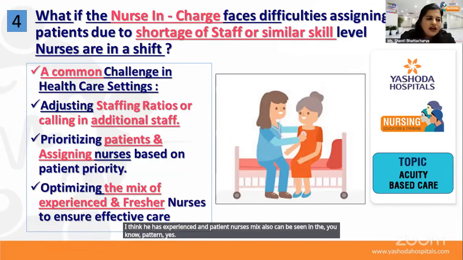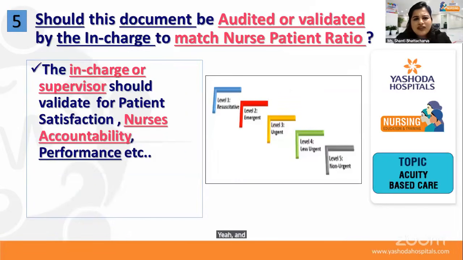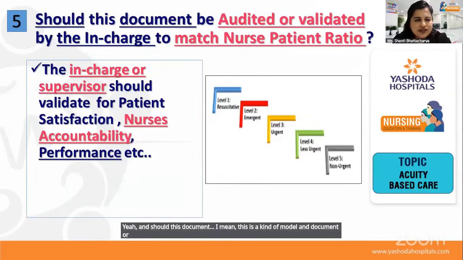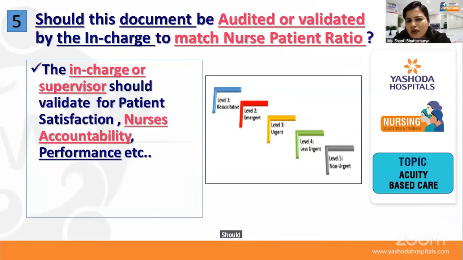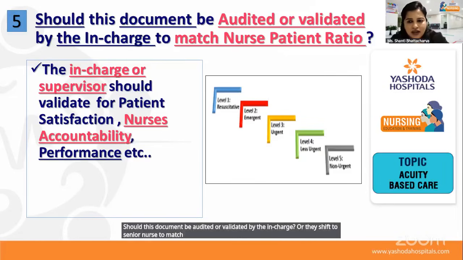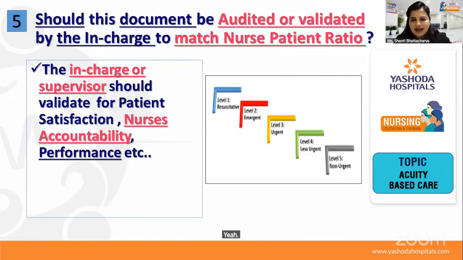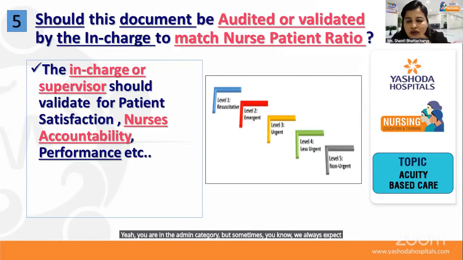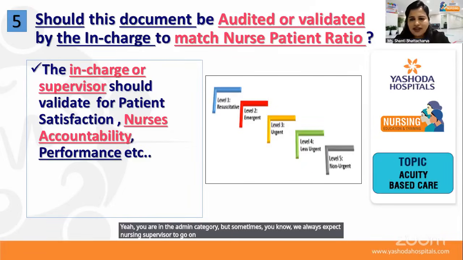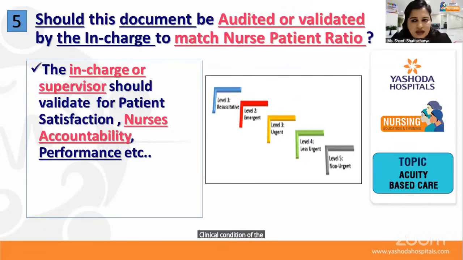This document is a kind of model, document or register. We have the printed registers. Should this document be audited or validated by the in charge or the shift senior nurse to match the nurse-patient ratio? Because you are in the admin category, but sometimes we always expect the nursing supervisor to go on rounds and check whether the nurse-patient ratios and the clinical condition of the patient are safe or not.